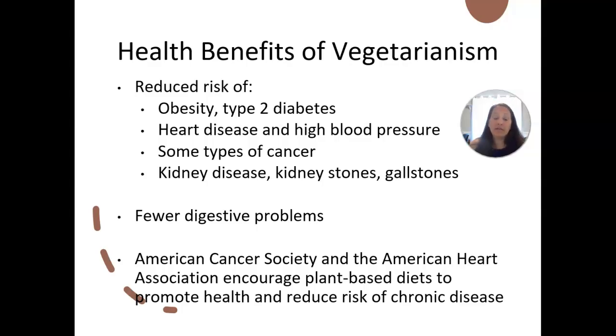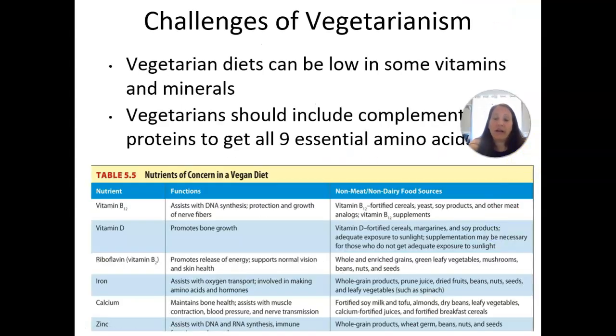Okay. Individuals tend to have fewer digestive problems, and the American Cancer Society and the American Heart Association both encourage plant-based diets to promote health and reduce the risk of chronic disease. Okay. Some of these organizations also promote, if you're not going to go fully vegan, doing meatless Mondays, or having a few days during the week where your diet is plant-based. The more plants you eat, the better off you are. Fruits and vegetables.